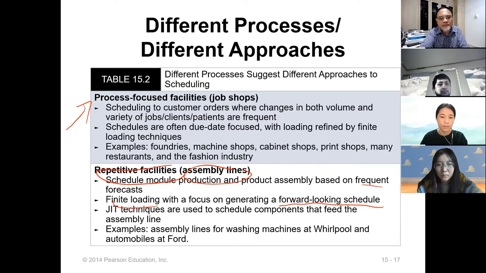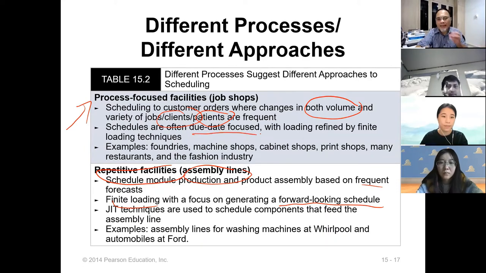But process focus depends on the quantity, the volume requested by the clients or customers, or even in hospital, patients. So this is process focus. And schedules are often due date, and loading refined by finite loading also. For example, foundries, machine shops, tailors, cabinet shops, printing shops. You go to a printing press. You want to print books. It's not the same quantity. For example, this book, the publisher says print 1,000. This book, print 500. Size different, time different. So that is process focus.